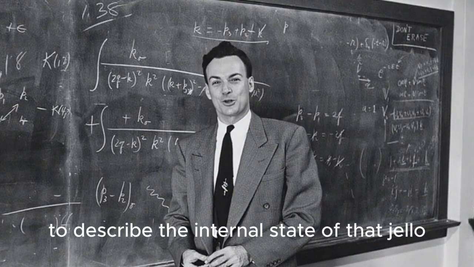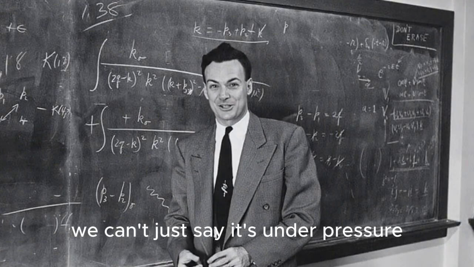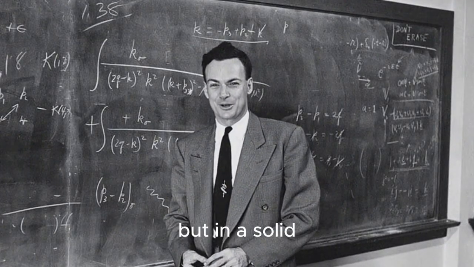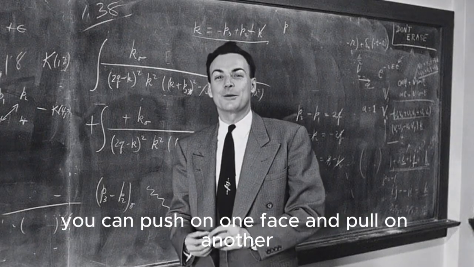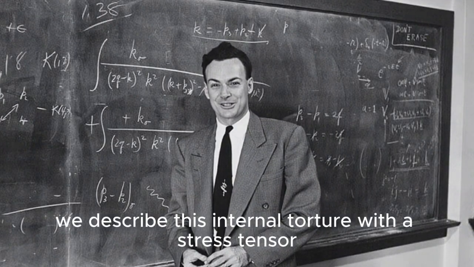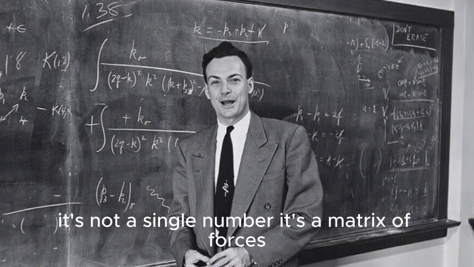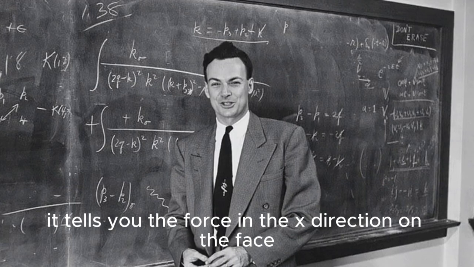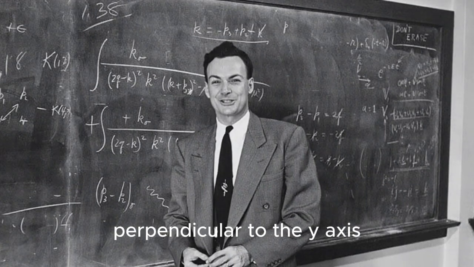To describe the internal state of that jello, we can't just say it's under pressure. Pressure is a scalar. It pushes everywhere equally. But in a solid, you can push on one face and pull on another. You can shear it. We describe this internal torture with a stress tensor. It's not a single number. It's a matrix of forces. It tells you the force in the x direction on the face perpendicular to the axis and so on.